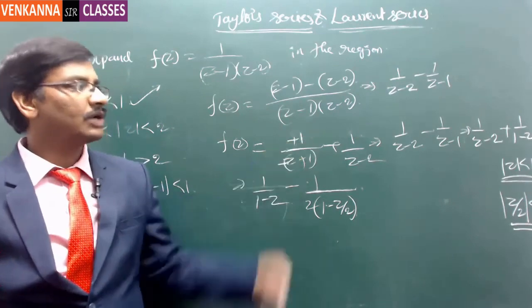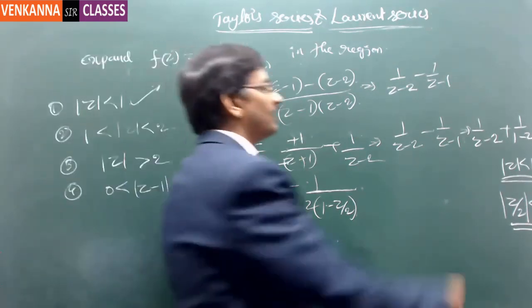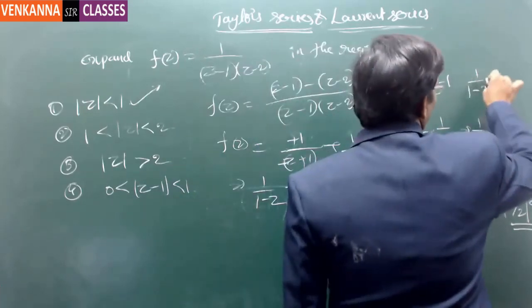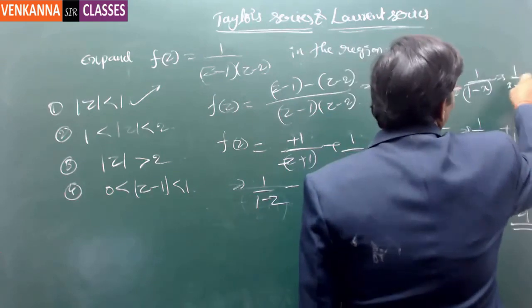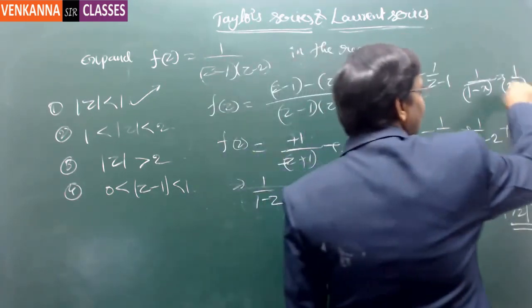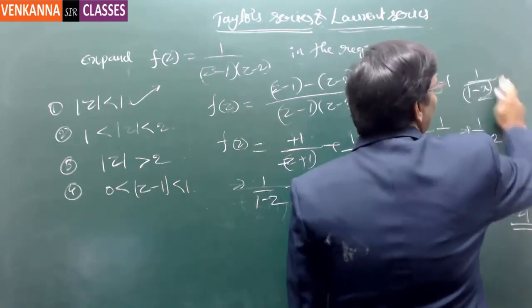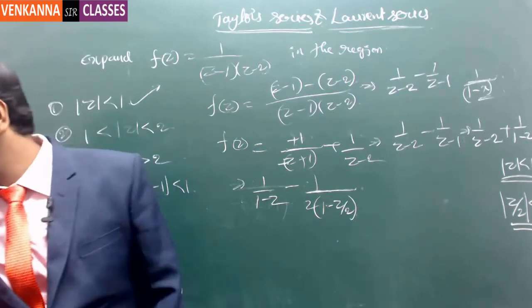So I am going to get 1 by 1 minus z. Usually for the binomial expansion, 1 by 1 minus x is how you will treat it. You don't usually keep it as 1 by x minus 1, though it is correct. You will multiply with minus and bring this to the other side. That is more convenient for the binomial expansion. That's what I have done.